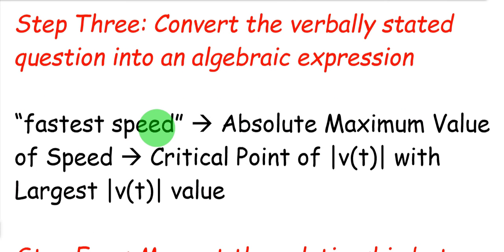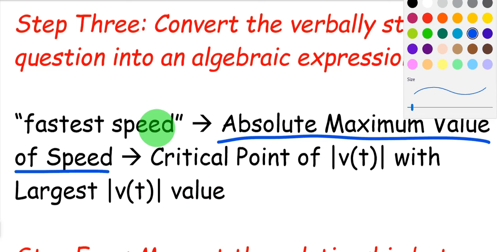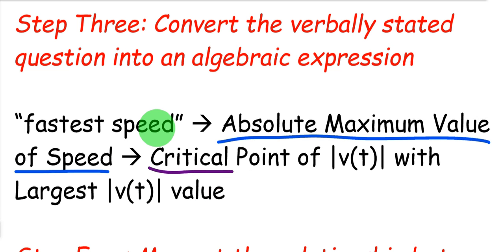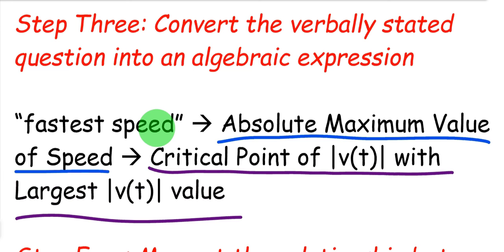Step 3, convert the verbally stated question into an algebraic expression. The fastest speed. Okay, so this takes a little bit. Let's look at the train of thought here. We want to figure out the absolute maximum value of speed, right? Absolute maximum of speed. In order to do that, we need to find critical points of the absolute value of velocity, which is speed, with the largest speed value.